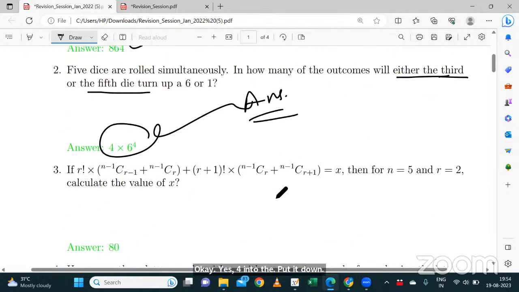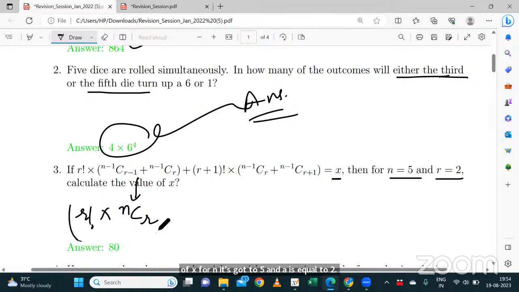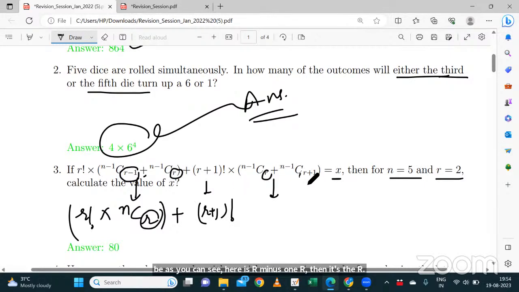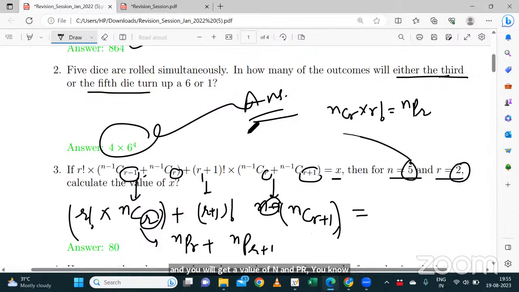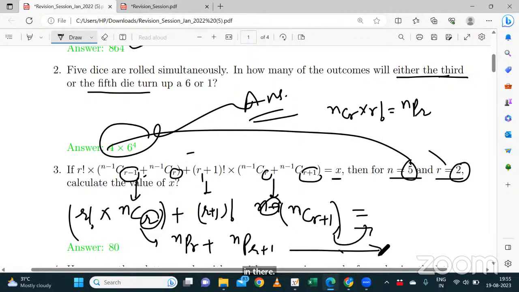Okay. So this is nothing but r factorial and all. You have to find the value of x for n is equal to 5 and r is equal to 2. As I told you, this is nothing but NCR, right? It is r plus 1 factorial as usual, and it will be NCR plus 1. As I told you, NCR into r factorial is NPR. So this quantity will be NPR plus NPR plus 1. Just put in the values and you will get the answer. You can also directly put in the value of n and the value of r, but I have used this formula because it gives me some simplicity at the end, right?